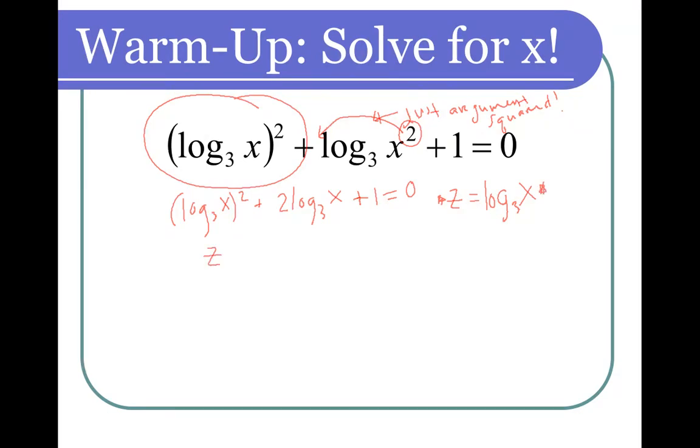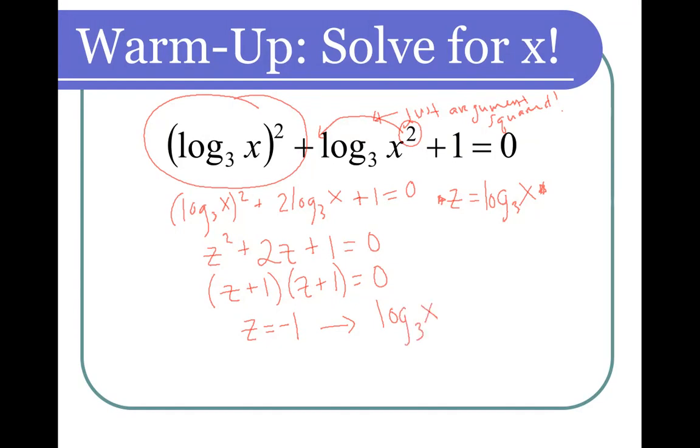For now, I can say z squared plus 2z plus 1 equals 0. And I can factor that: z plus 1 and z plus 1. Oh look, it's the same factor, equals 0. So z must be equal to negative 1. What that means is log base 3 of x must be equal to negative 1. If I read this, the exponent that turns 3 into x is negative 1. Well, 3 to the negative first power is 1/3.